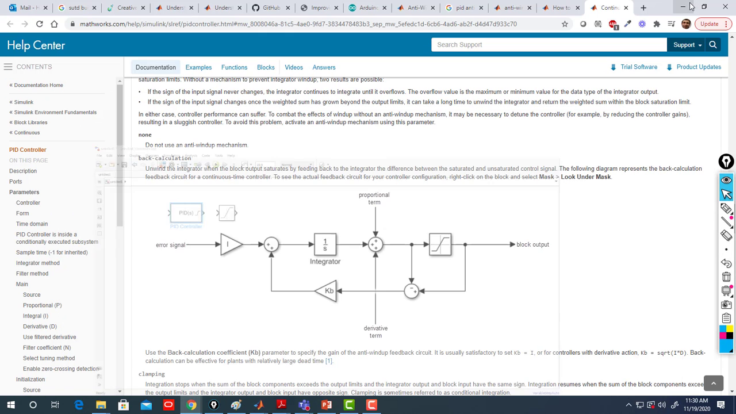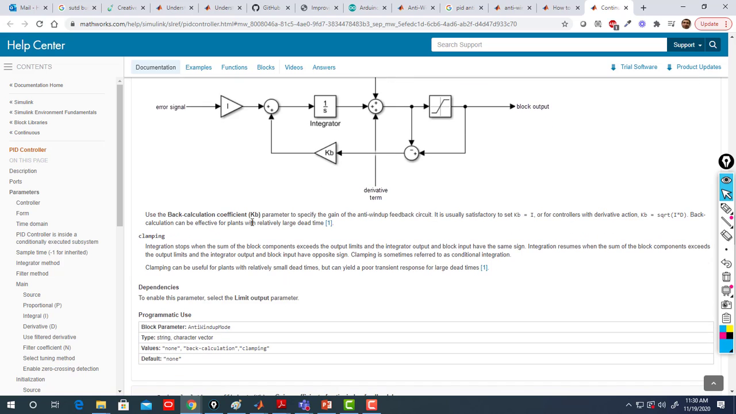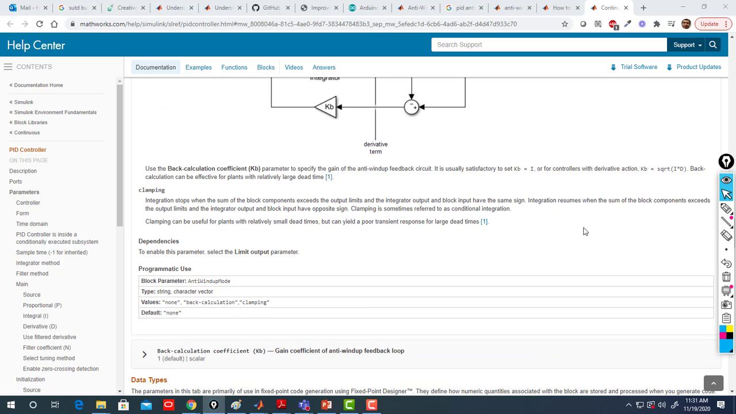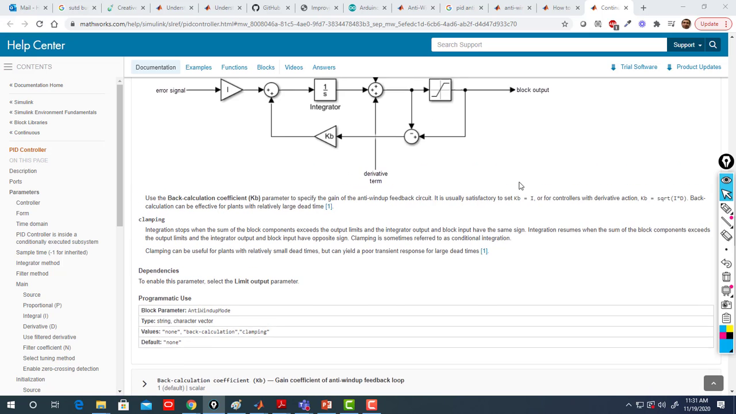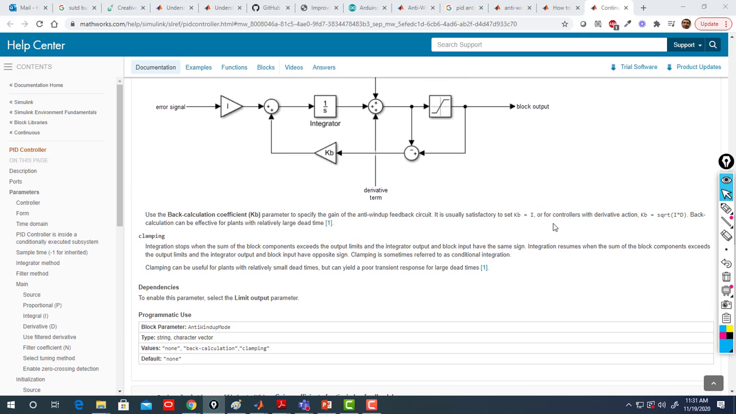Alright, this is the method. Use the back calculation parameter KB to specify the gain of the anti-windup feedback circuit. It's usually satisfactory to set KB equal to 1. Here is an important point: for a controller with derivative action, use KB equal to the PID gain. Otherwise you may put it at 1. If you have a PI controller, put it at 1, it's enough.